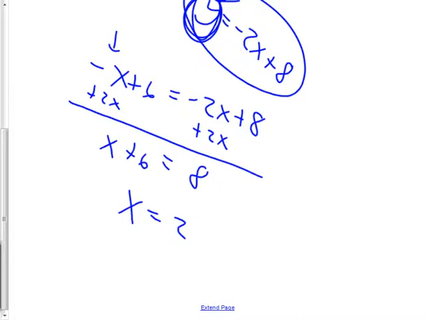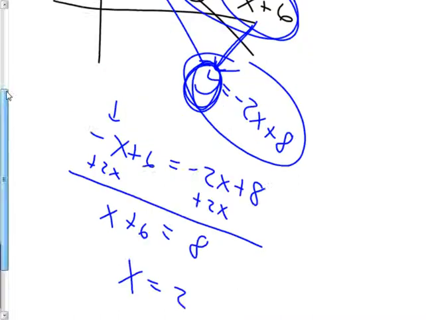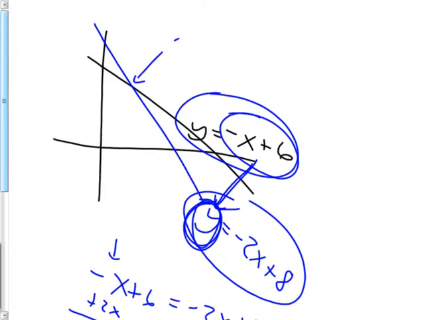Raise your hand if you had that one right. Okay. It's 2 comma something though. Do you get what I mean? This point is not just 2. That point is 2 comma something. How do we get the other part? Plug it in. Stick the 2 in here. You got negative 2 plus 6 makes 4. The final answer is 2 comma 4.